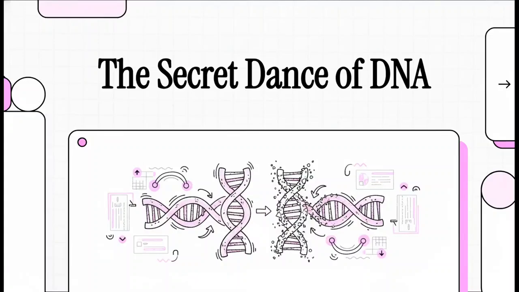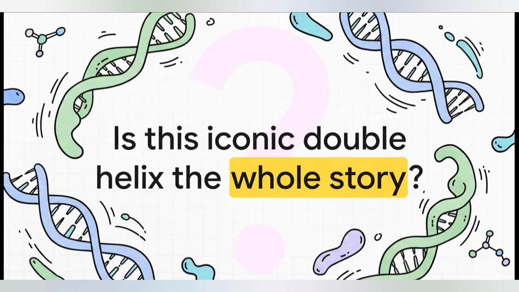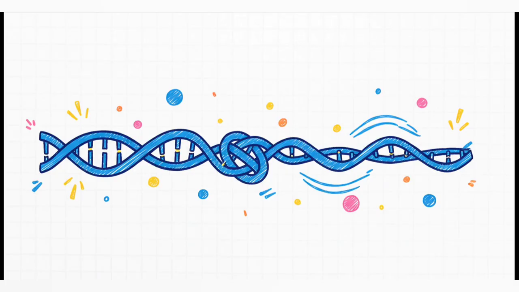Hey everyone, so we've all seen this image a million times, right? DNA, that beautiful, twisting double helix. It's like the icon of science, but we tend to think of it as this rigid, static thing. But here's the thing. What if that image is just a single frame in a much, much longer movie? Is this classic shape really the whole story? No way. Not even close.